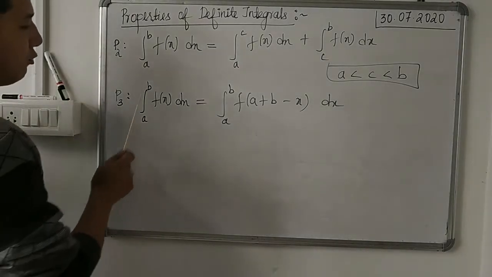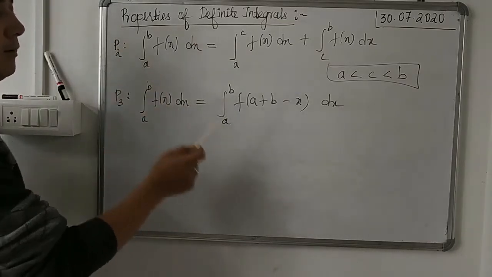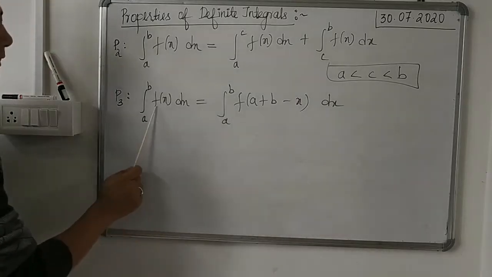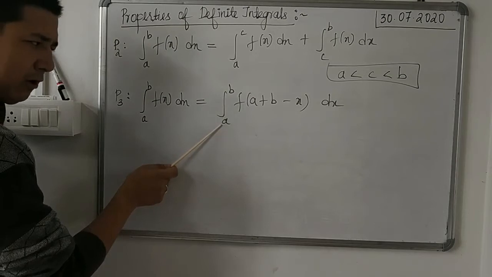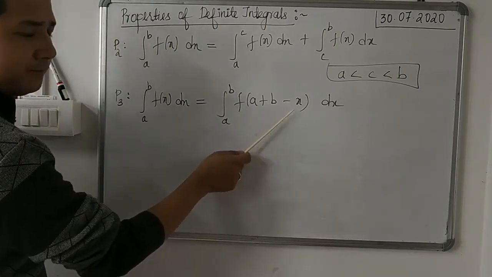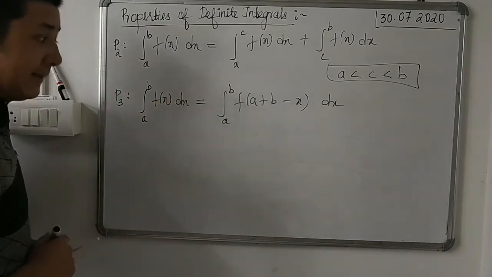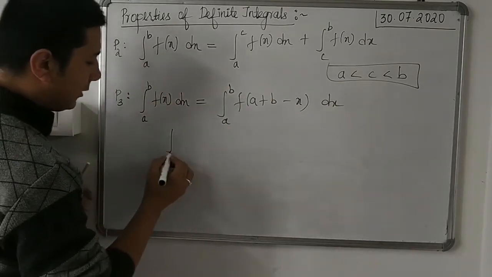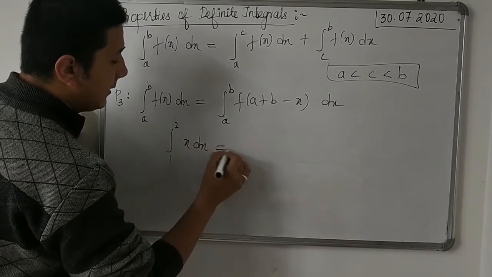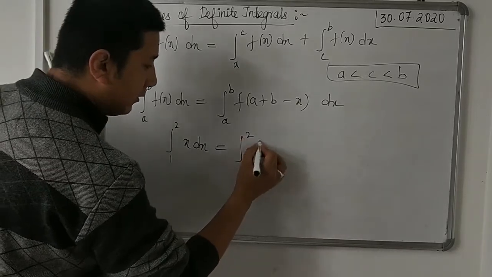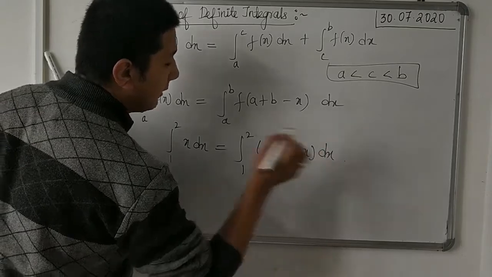P3 states that the integral from a to b of f(x) dx is equal to the integral from a to b, but the function changes: f(x), from x it changes to upper limit plus lower limit minus x, that is a plus b minus x. Okay, so for an example, if I have the integral from 1 to 2 of x dx, then it will be from 1 to 2, how? 1 plus 2 minus x dx, something like this.